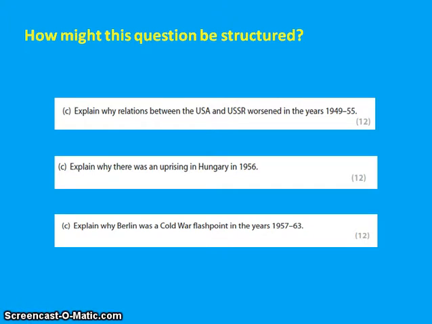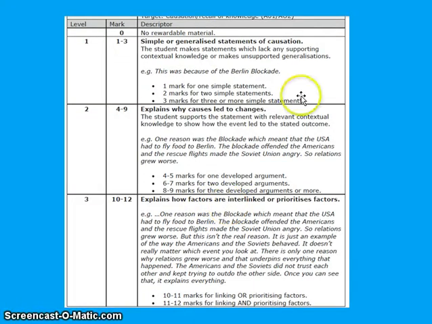Now I just want to, at this point, quickly show you the mark scheme. So if you're just making simple statements and you're not really explaining anything, then you will probably be somewhere in this bracket, and that's quite rare. We don't usually see that. If you are able to explain one thing that happened, then you can get 4 to 5 marks. If you can explain 2 things that happened, you can potentially get 7 marks. And if you can explain 3 things that happened, you can get up to 9 marks.